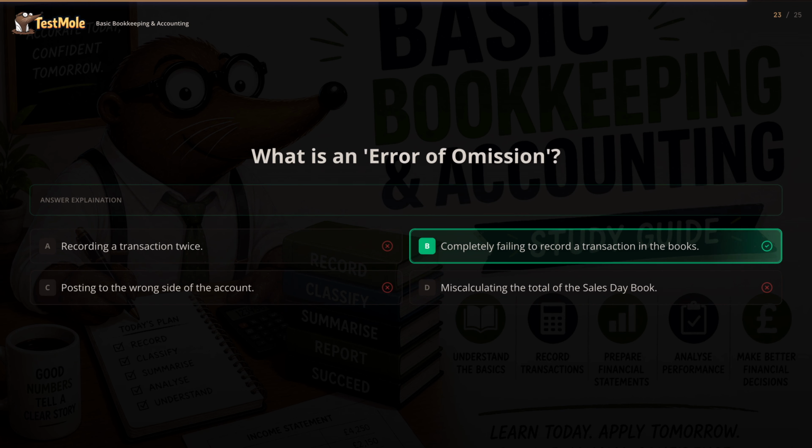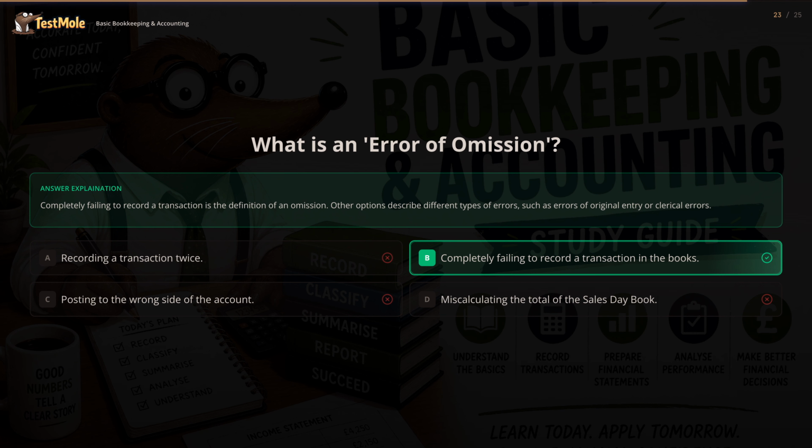The answer is B. Completely failing to record a transaction is the definition of an omission. Other options describe different types of errors, such as errors of original entry or clerical errors.